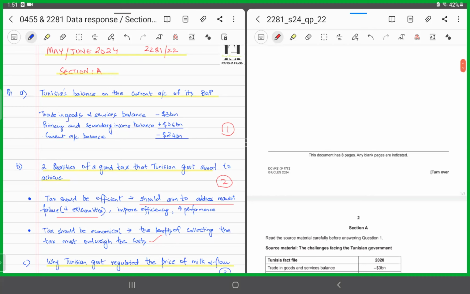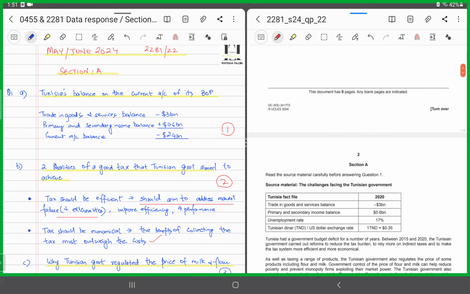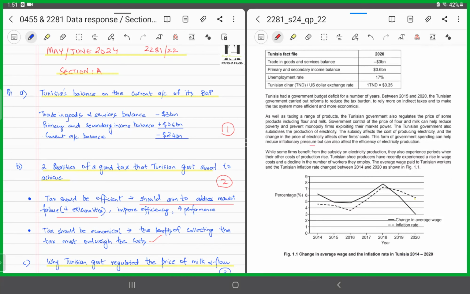A, we can look at the questions first and then look at the data. Or B, we can read the data first and then answer the questions that follow. Well, I follow this strategy of reading the data, the text source first, and then answering the question. So let's see what this question has for us. Let's see what the case study says.